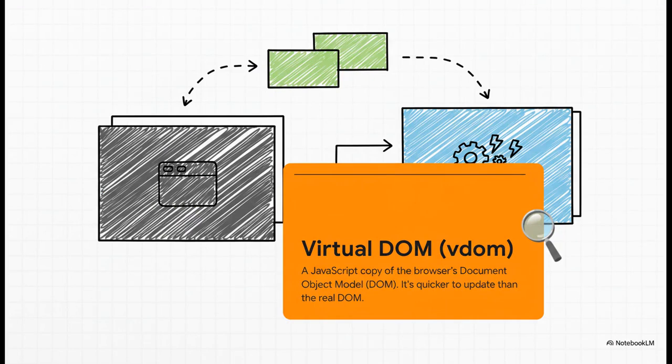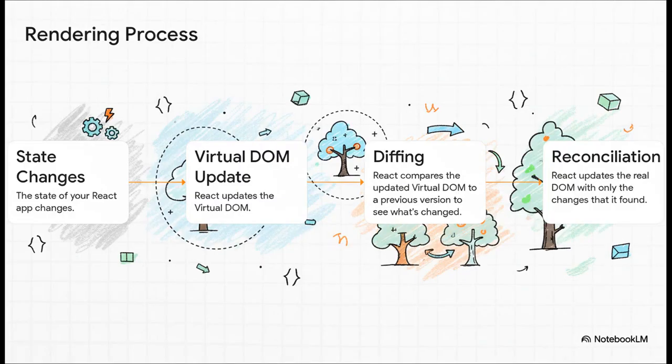The secret weapon is something called the virtual DOM. You see, talking to the real browser's document object model, the DOM, is really slow. So React is clever. It keeps a lightweight copy of the DOM in memory, a virtual one, made out of JavaScript. It's way faster to mess around with this copy than to touch the real screen. And this little diagram shows the whole dance.